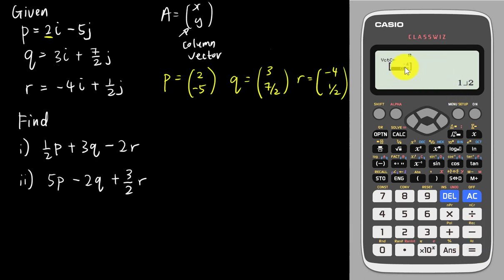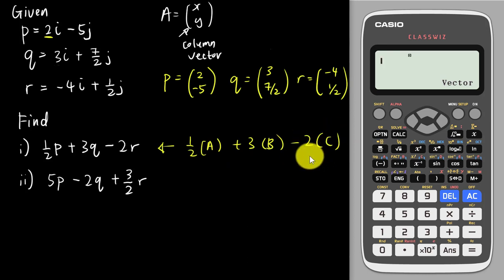After you insert all the vectors, you want to solve the question, half p plus 3q minus 2r. So I tap option and tell the calculator that I want to do the vector calculation. Then I go into the third one. When I key in, I assume this is half vector A plus 3 vector B minus 2 vector C, because we already defined vectors A, B, C just now.